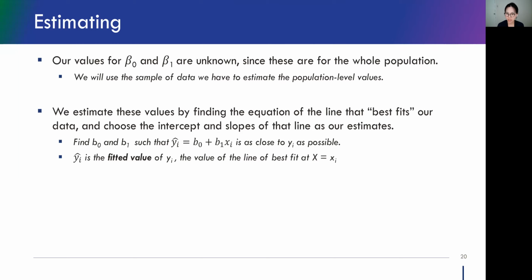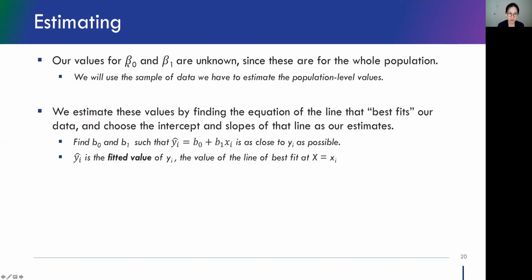and we are going to use the data we have to do the estimation. We will use the sample of the data we have to estimate the population level values, because beta 0 and beta 1 are the population parameters, and they are definitely unknown. And we estimate these values by finding the equation of the line that best fits the data, and choose the intercept and slope of the line as our estimate.